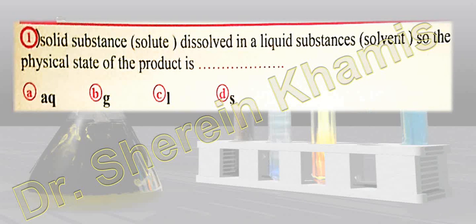Okay, we have here question number 1. It says that a solid substance, or what we call the solute, dissolves in a liquid substance, which we call the solvent. So what is the physical state of the product? We name the product according to the solid substance, like salt or sugar: we call it a sugary solution or a salty solution. So a solid dissolves inside a liquid, and the physical state is what we call an aqueous solution. Okay, this is the first question.